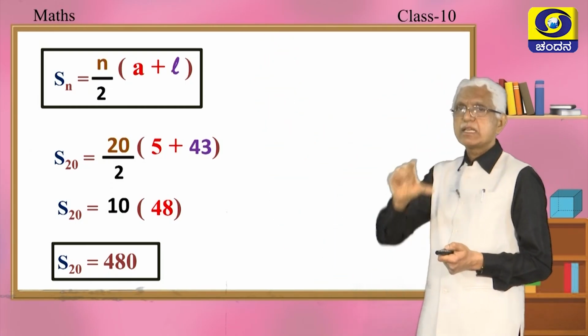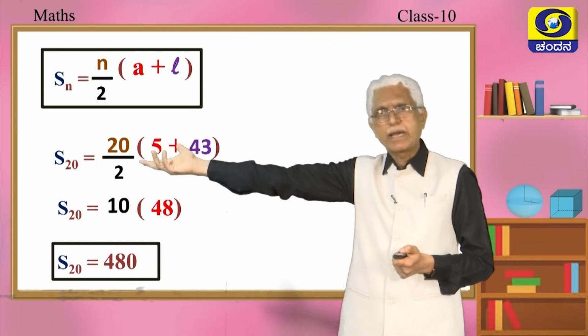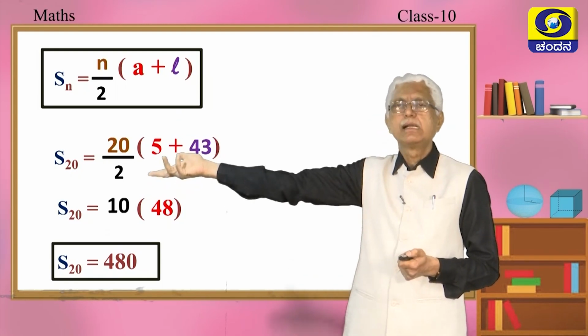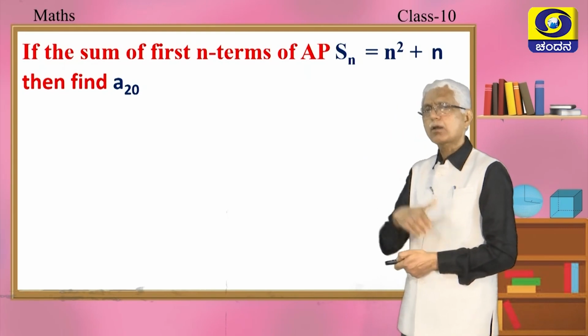That means if they give you the general form, find the first term, find the required 20th term or l, and use the formula. The same problem could be a different problem.